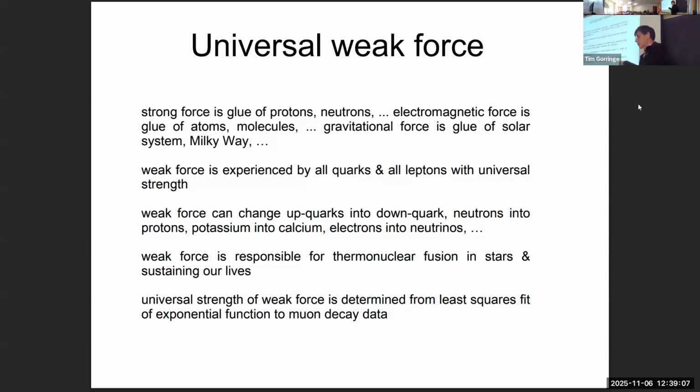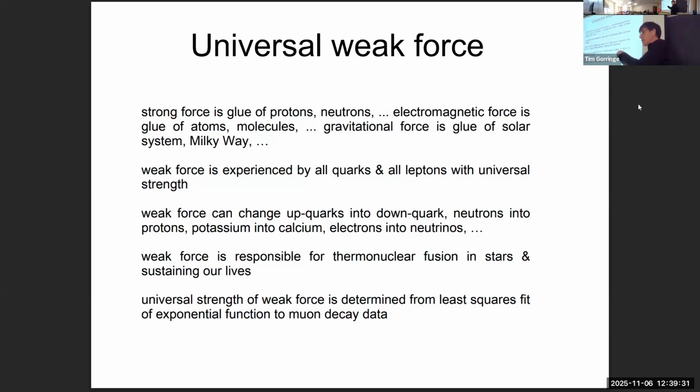So one of the curious things about the weak force is that every particle of nature experiences the weak force. That's not true of electromagnetic forces, not true of strong forces. Every particle of nature experiences the weak force, and as far as we know, every particle experiences the same strength weak force, and that strength is best determined by measuring the decay of the muon.